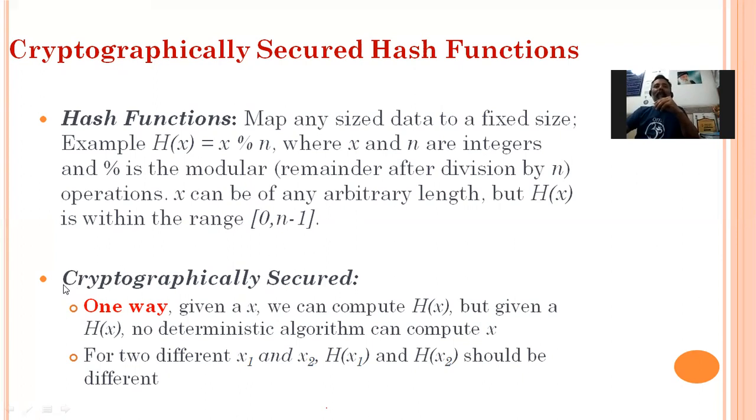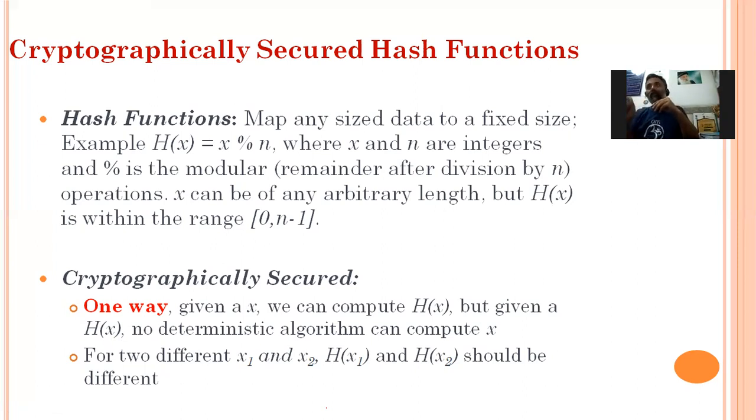So what do we mean when we say a cryptographically secured hash function? First, it should be one way. That means given a value x, we can compute h(x). But if we have h(x), there should not be any deterministic algorithm which can compute x. यानी x से h(x) तो हम आसानी से कैलकुलेट कर लें, it should be very easy to compute. बट h(x) आपको दे दिया जाए, हैश कोड आपको दे दिया जाए, तो आपसे कहा जाए x कंप्यूट करना, so it should be very difficult, it should be a non deterministic one.